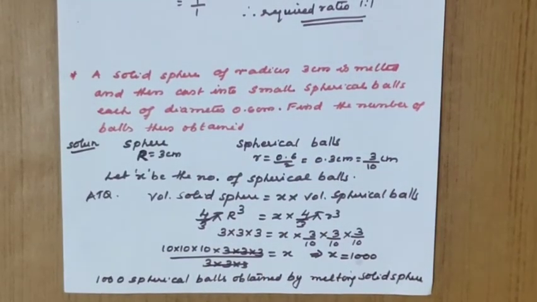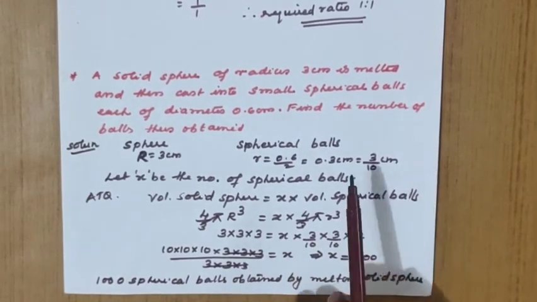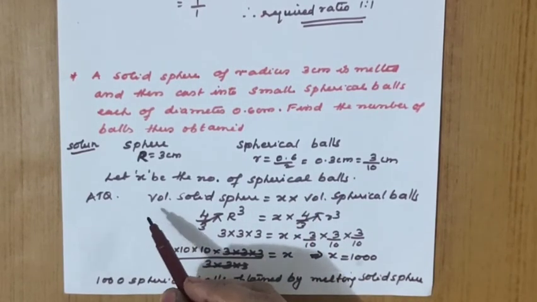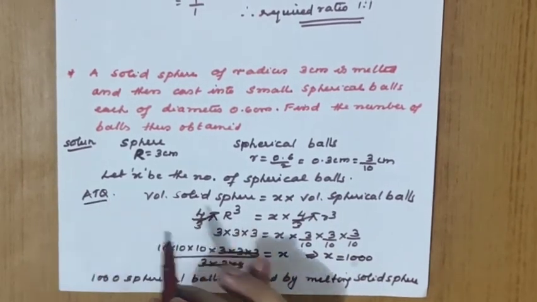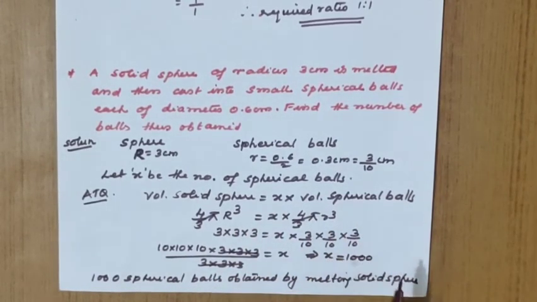So a solid sphere is melted here and we are getting many spherical balls. We don't know the number of spherical balls, so we take x as the number of spherical balls. According to the question, volume of the solid sphere equals x into volume of the spherical balls. After substituting, x equals 1000. So 1000 spherical balls are obtained by melting the solid sphere.